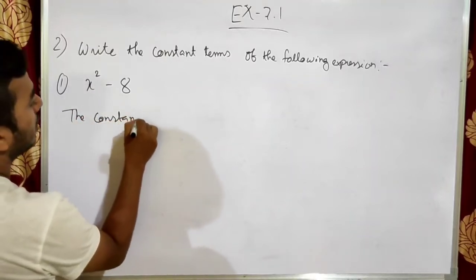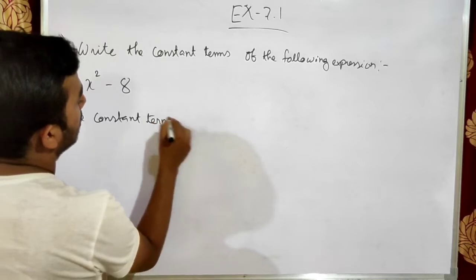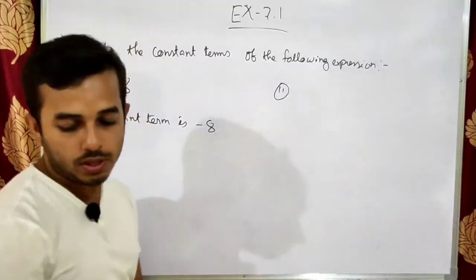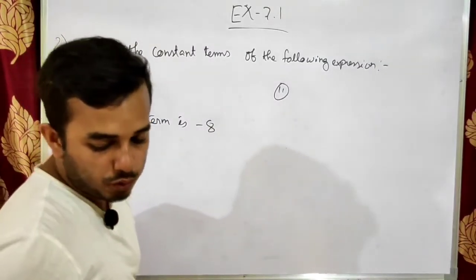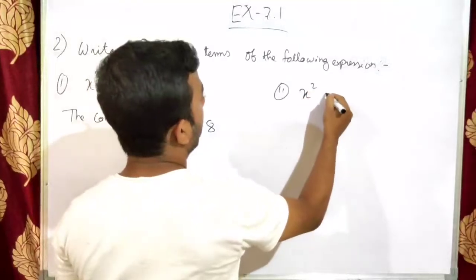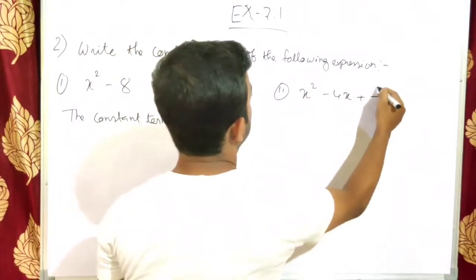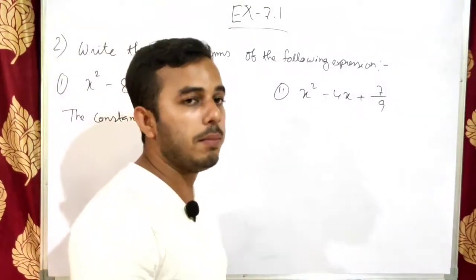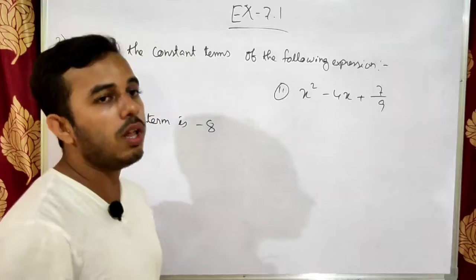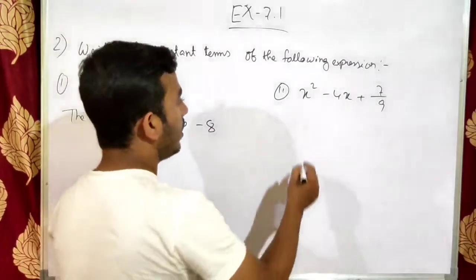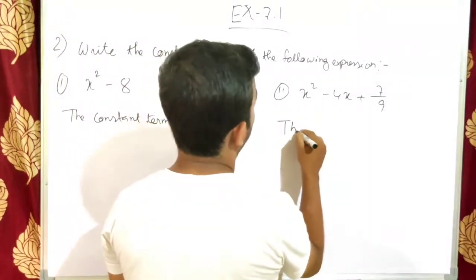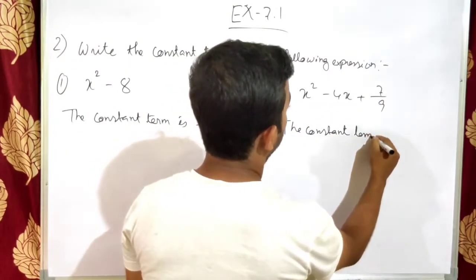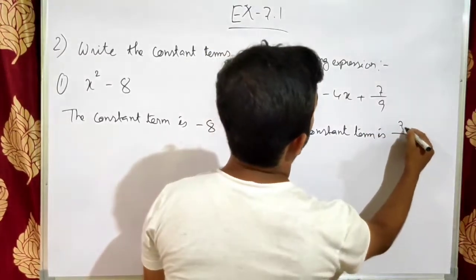So we'll write the constant term is minus 8. Okay, next one, let me solve another one. X square minus 4x plus 7 by 9. So which one is the constant here? It is 7 by 9. That is, its value will never change. So here also we'll write the constant term is 7 by 9.